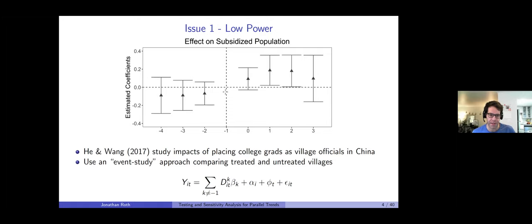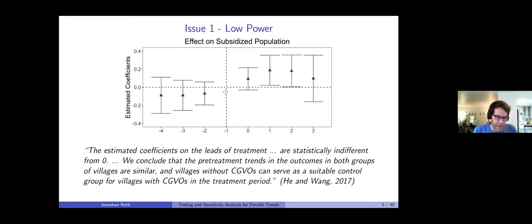One of the reasons that I chose this paper as a leading example is it has this great quote, which I think is a nice summary of the status quo standard practice when looking at these types of plots. They write, "The estimated coefficients on the leads of treatment, so these three coefficients here, are statistically indifferent from zero, and we therefore conclude that the pretreatment trends in the outcomes in both groups of villages are similar, and so villages without the treatment can serve as a suitable control group for villages with the treatment in the treatment period."